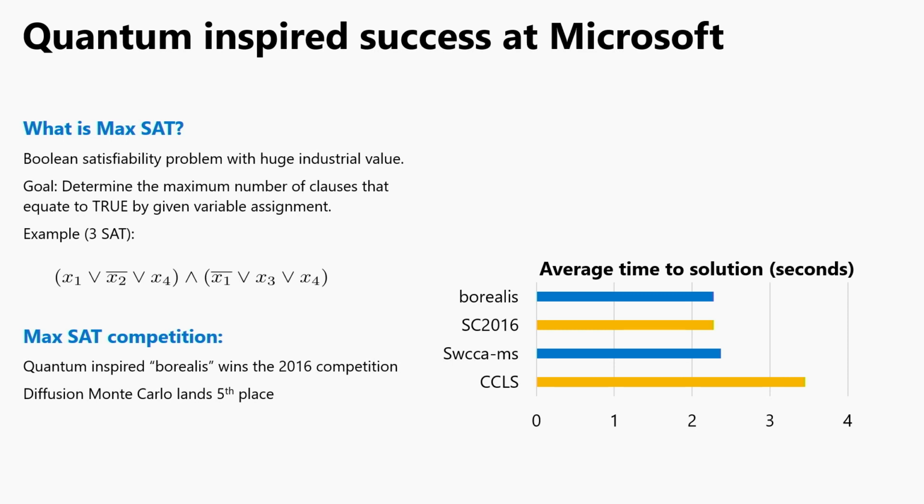So in MaxSAT, the goal is to determine the maximum number of clauses that equate to true in such a Boolean formula. Here you have 4 variables, x1, x2, x3, x4. They can be negated, which I denote here with an overbar. And they're connected via logical ORs. And then these clauses of 3 each are connected by logical ANDs. And so the question now is, can you find an assignment to these variables such that you can maximize the number of clauses that are true? When you have just 4 variables and 2 clauses, it's pretty easy. Sit down with paper and pencil. But when you have about 100 of those, you're going to be doing math for the rest of the age of the universe.